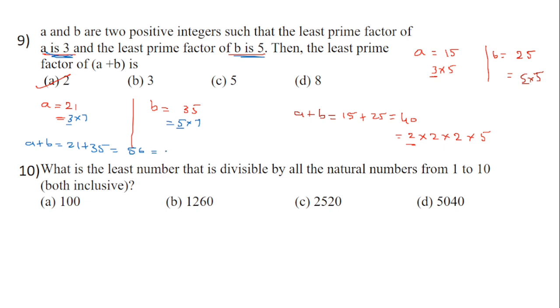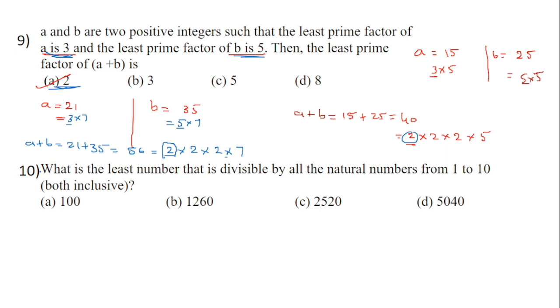It is a multiple of 2. 2 into, suppose 28. Again 2 into 7. So the least prime factor is 2. So here also we get 2 and here also we get 2. So the answer is 2. Our answer is 2. I hope you understand. Okay.